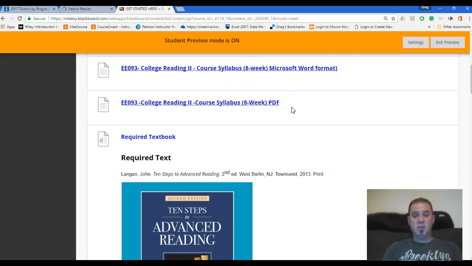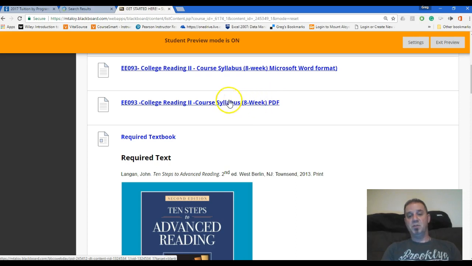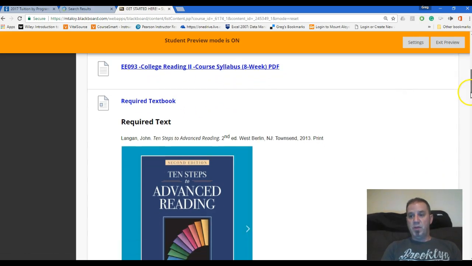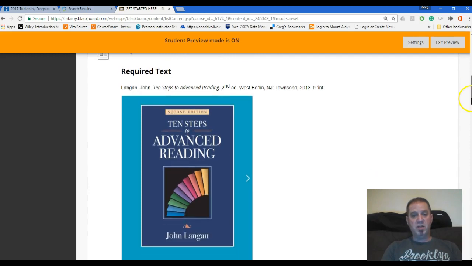The reason I do that is that I understand some folks, when you're using your iPads or tablets or iPhones, other Android phones and devices, that sometimes Microsoft Word doesn't open and doesn't look as nice on those devices. So I put the syllabus in here as a PDF. Again, these are identical documents, Word format and PDF. Below that is a picture of your required textbook for this course.